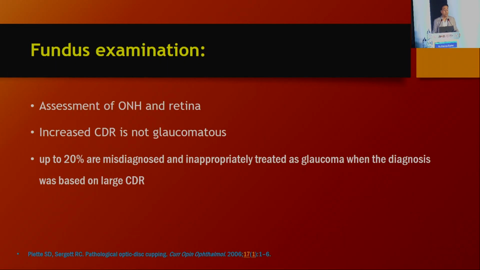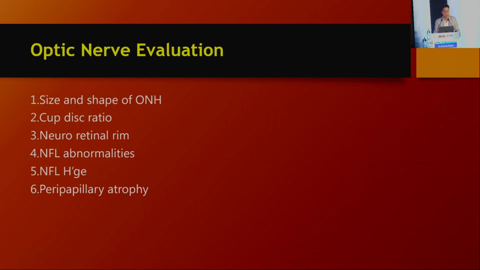Second, and I think this is the most important part, is assessment of the optic nerve head and the retina. Most of the time, glaucoma is misdiagnosed based on an increased cup-disc ratio, and about 20% are misdiagnosed and inappropriately treated as glaucoma when the diagnosis is based on a large cup-disc ratio. In optic nerve assessment, we should look for the size and shape of the disc, cup-disc ratio, neuroretinal rim, nerve fiber layer abnormality, retinal fiber hemorrhage, and peripapillary atrophy.